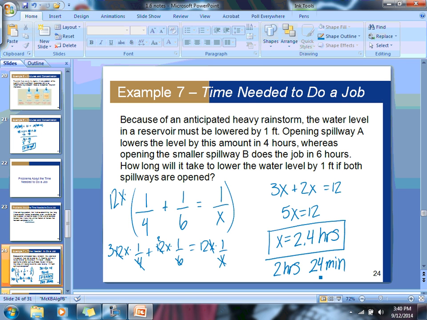And again, we'd want to write this as a complete sentence. If this was a quiz or a test and you saw a word problem like this, you would want to say, it will take 2 hours and 24 minutes for both of the spillways to lower the reservoir by 1 foot.